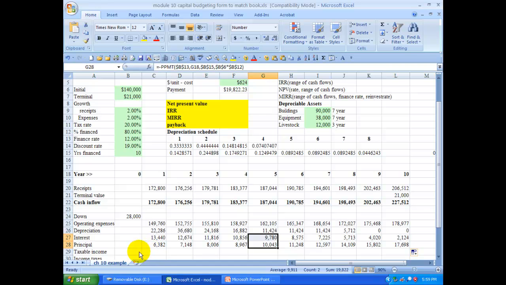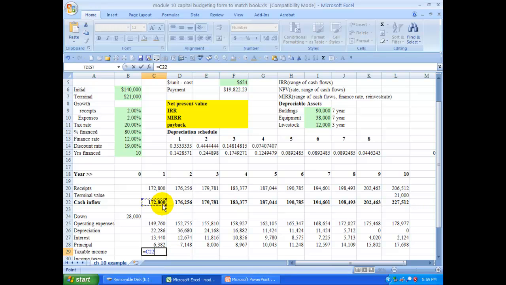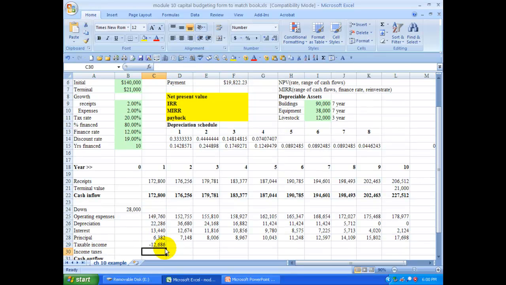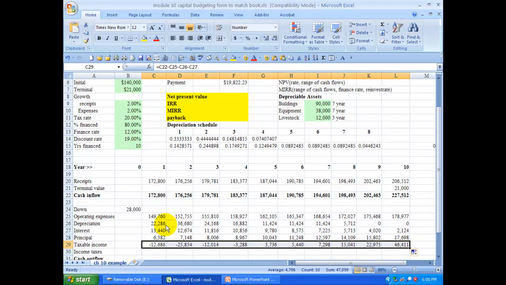Okay, so the next thing we need to find out is our taxable income. And this is how much money are we going to have to pay income taxes on. So it's the cash inflow minus everything that can be deducted. Our operating expenses, we pay money for them and they can be deducted. Our depreciation can also be deducted, and our interest can be deducted, but our principal isn't tax deductible because that's just paying for the assets. So it's just deducting operating expenses, depreciation, and interest. Hit enter. In this case, it's a negative taxable income because after we've deducted that depreciation, we're losing money.